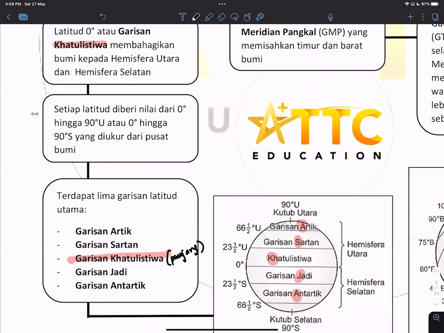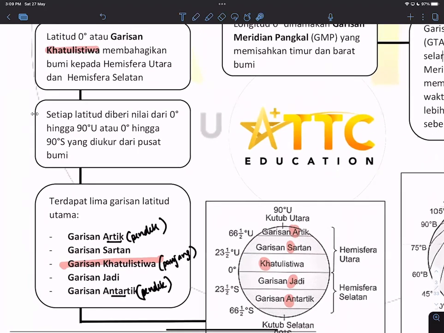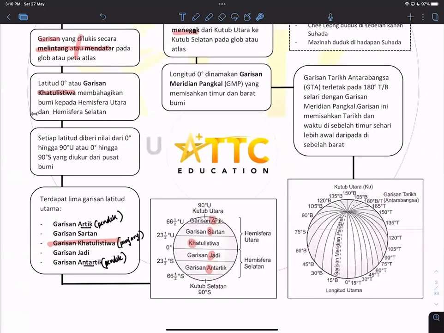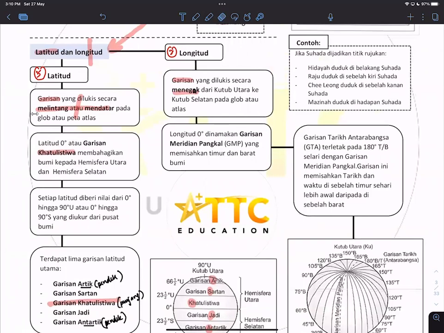So pendek will be Arctic and Antarctic. So this is paling pendek. Okay, this is 2 paling pendek. Okay, so remember, latitude is one full circle. But longitude is just half circle, half hemisphere. So which means from Kutub Utara until Kutub Selatan. Okay, so remember, this is Kutub Utara until Kutub Selatan only. Kutub Utara, Kutub Selatan. So which means half.